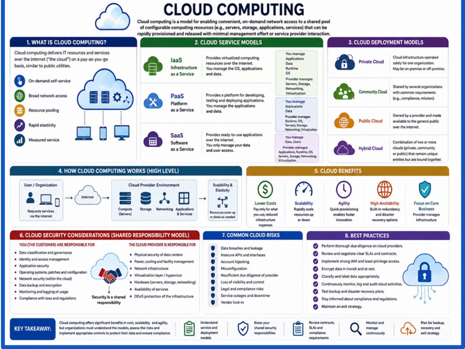The slide also explains the different cloud deployment models. A private cloud is dedicated to a single organization. A community cloud is shared by organizations with similar requirements. A public cloud is operated by a third-party provider and shared across multiple customers. A hybrid cloud combines multiple cloud models into a single integrated environment.